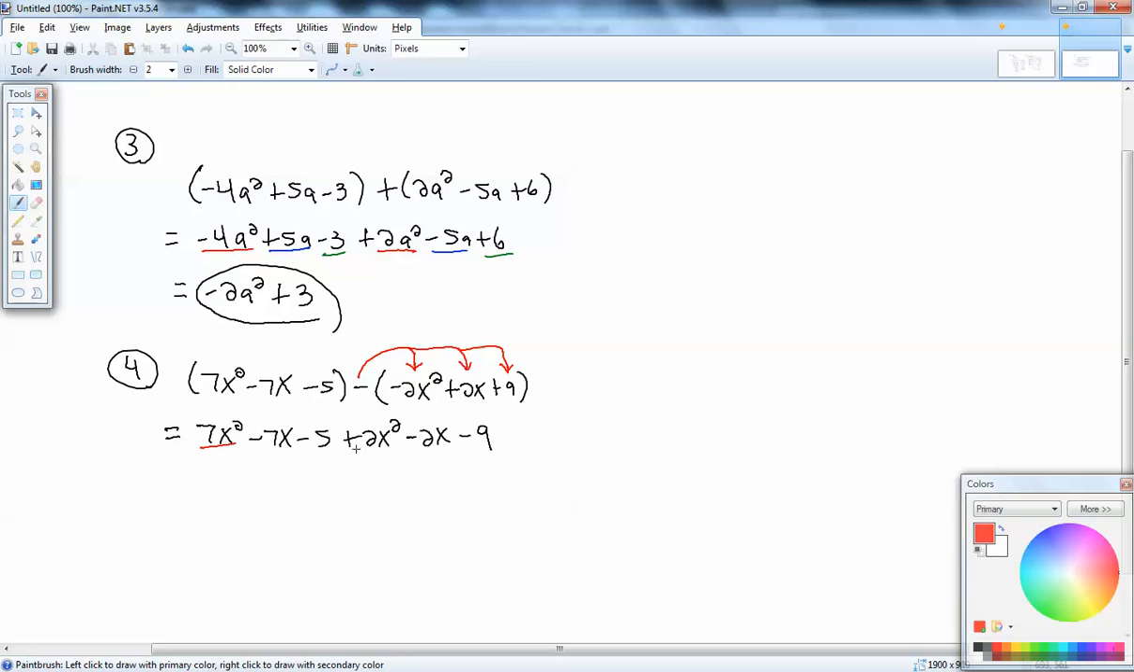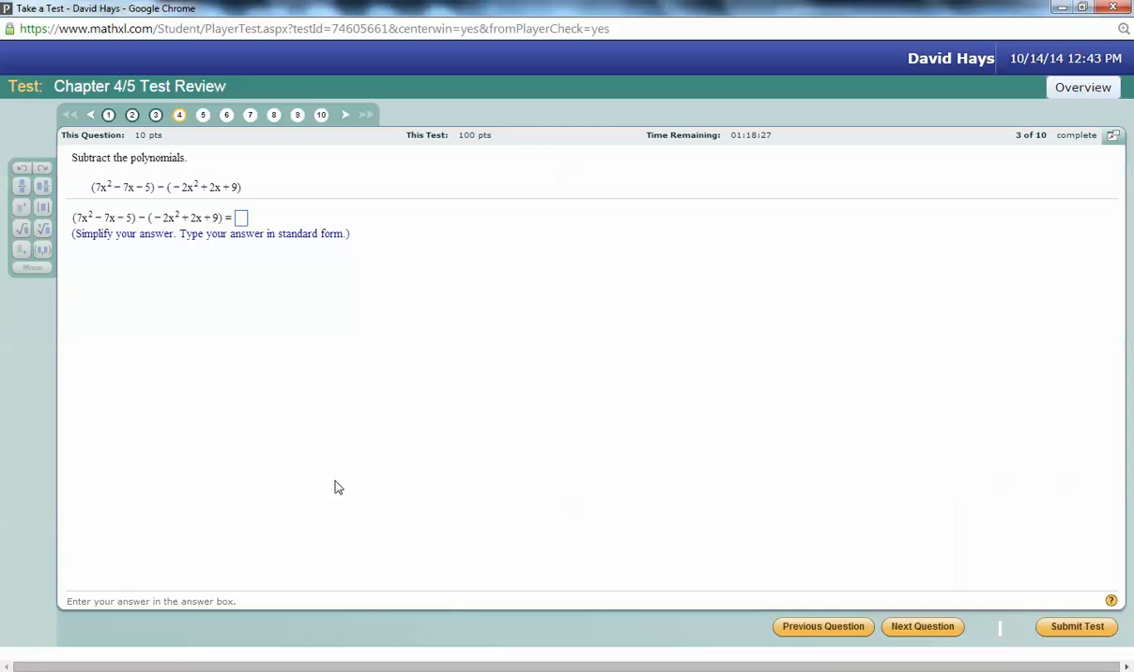Now we're just going to combine together like terms. Here's an x squared, there's an x squared. 7 plus 2 gives us 9x squared. Here's an x, here's an x. Negative 7x, negative 2x is negative 9x. And here's a negative 5, and here's a negative 9. That gives us negative 14. So that would be our answer: 9x squared minus 9x minus 14. Next question.